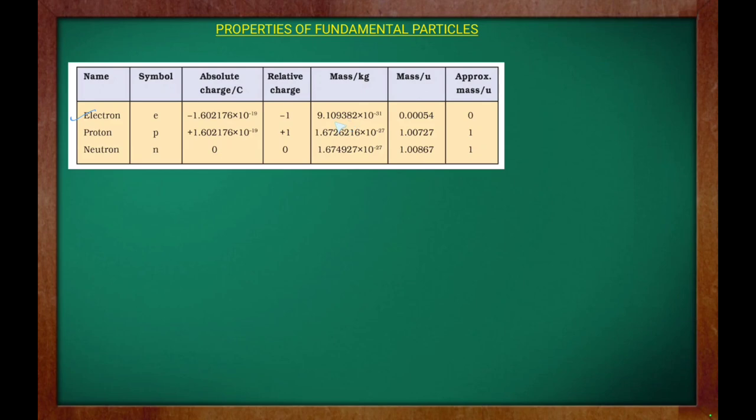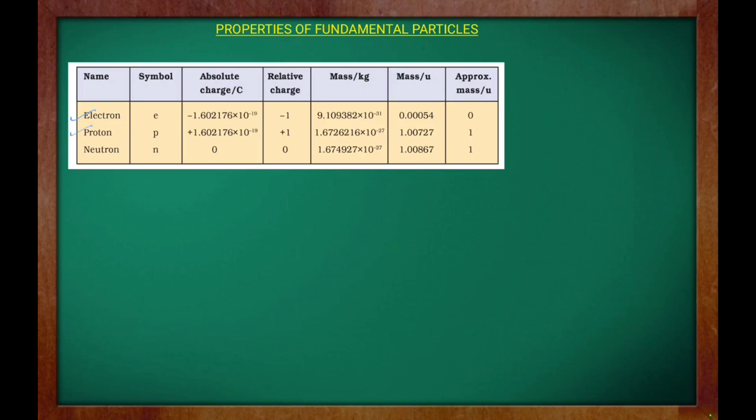Electron has a mass of 9.109382 × 10⁻³¹ kg. In terms of unified mass, it is 0.00054, and the approximate mass for electron is 0.